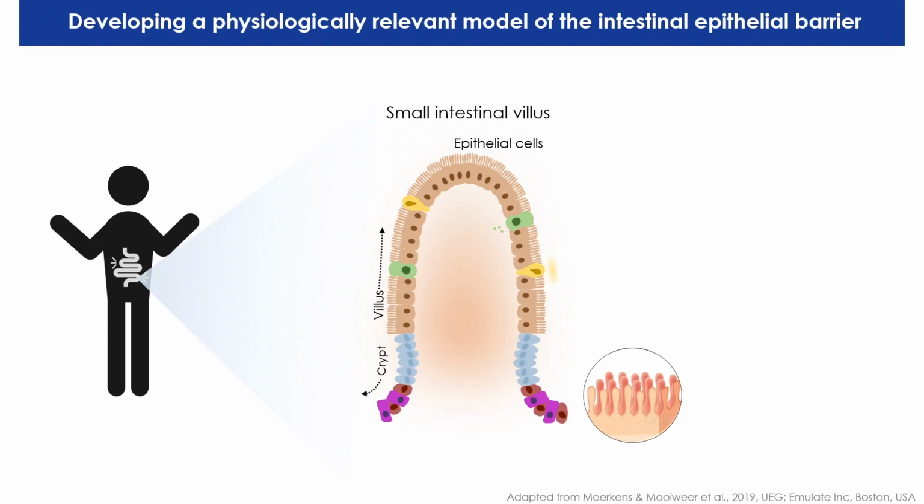The small intestine contains these crypt villi structures. These villi are lined by an epithelial barrier that contains different subtypes. And underneath this epithelial barrier is another cell type called mesenchymal cells, and they support this epithelial barrier both physically as well as through all kind of biological signals.